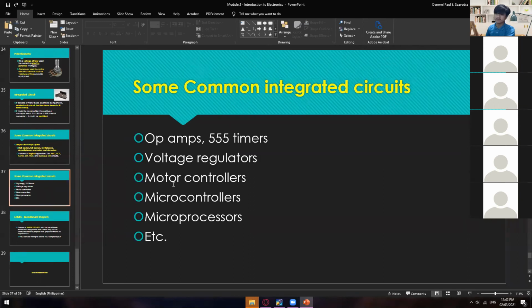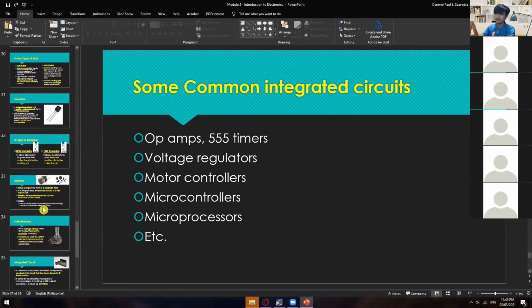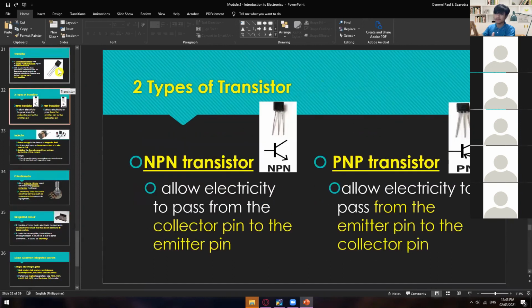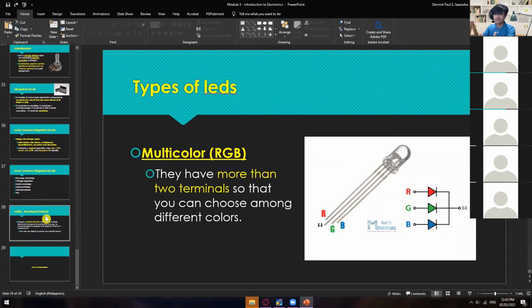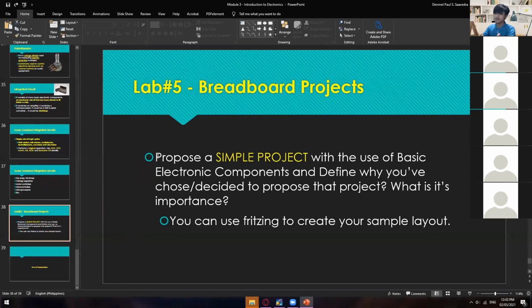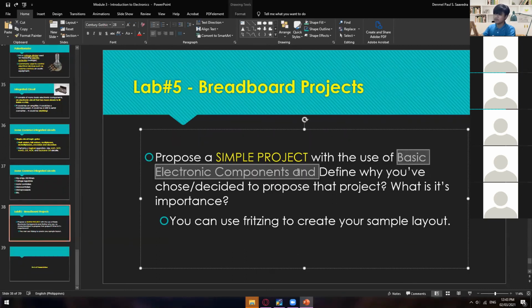To be honest, this is maybe only 20% of the introduction to electronics. So I would like you guys to check out other basic components and how they work. Our only concern here is the components. These are the things that you need to really read about, because that is your lab number 5. I would like you to propose a simple project with the use of basic electronic components. If you want to include other components that you already know how they work, then no problem. Just let me know that you're going to use this component, etc.